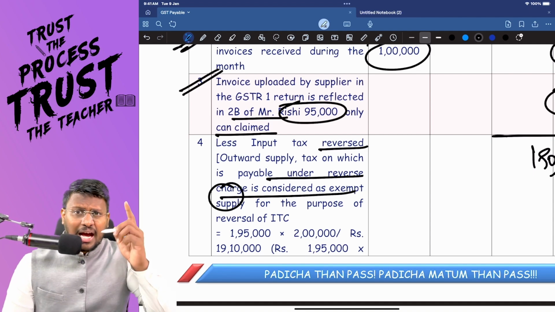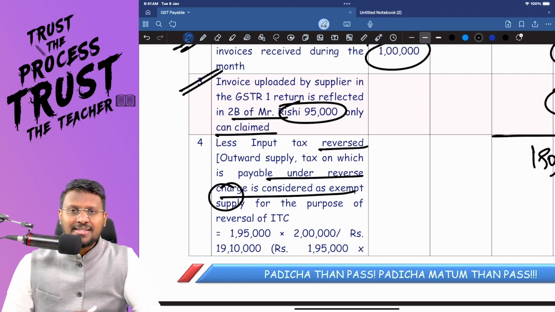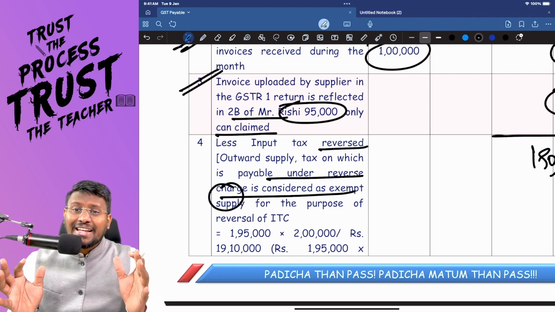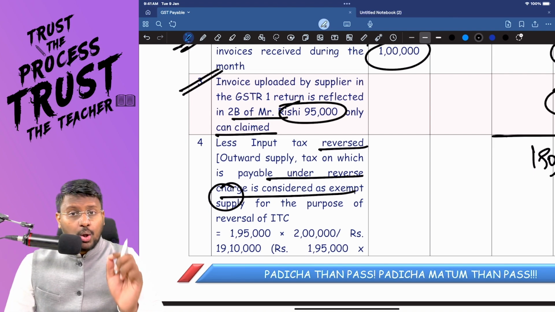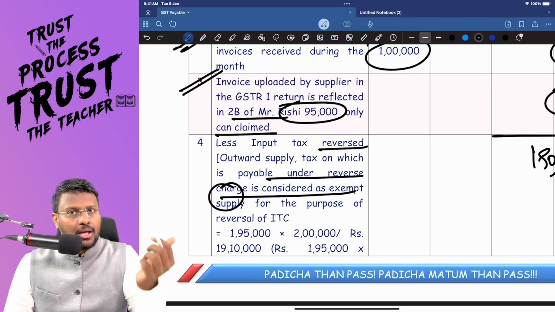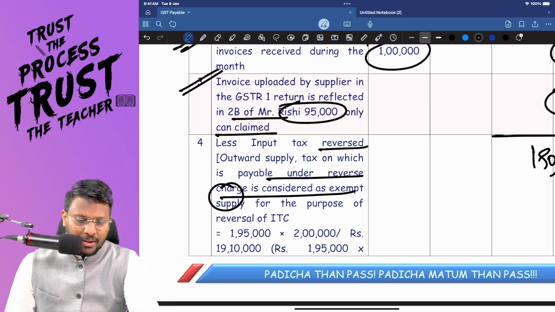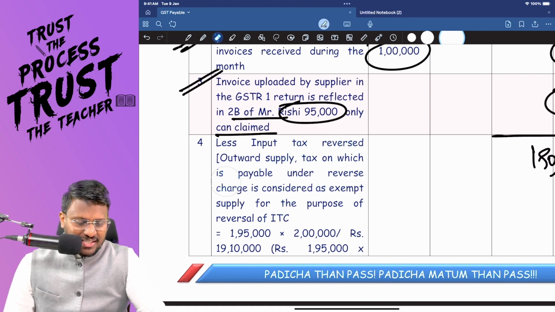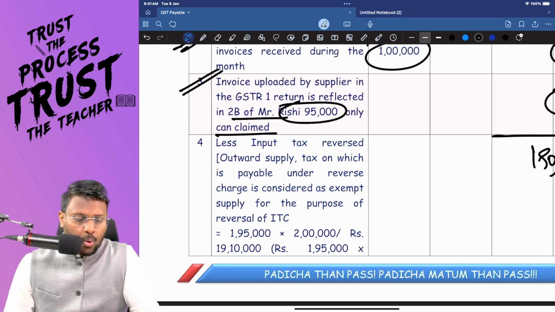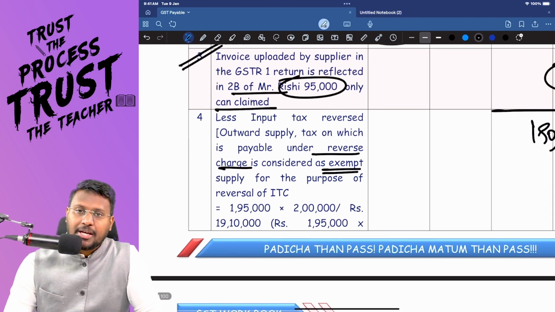Even in the last question, yesterday we did common credit into E by F. We all know that E, exempt supply, includes supply taxable on RCM. Is there any supply to be taxed on RCM? So let's see the ITC to be reversed towards outward supply. Is there any outward supply on which tax is liable to be paid under RCM? Tax on which is payable under reverse charge is considered as what supply?